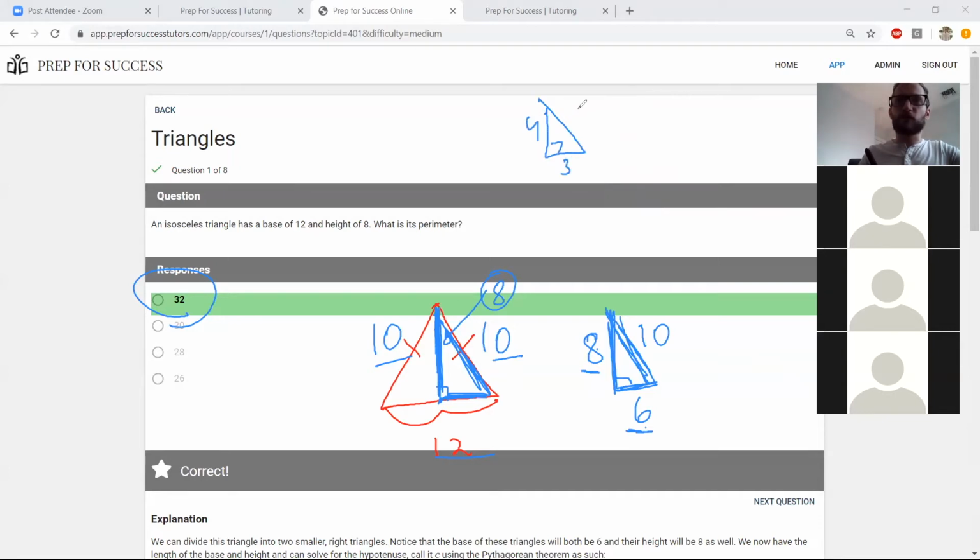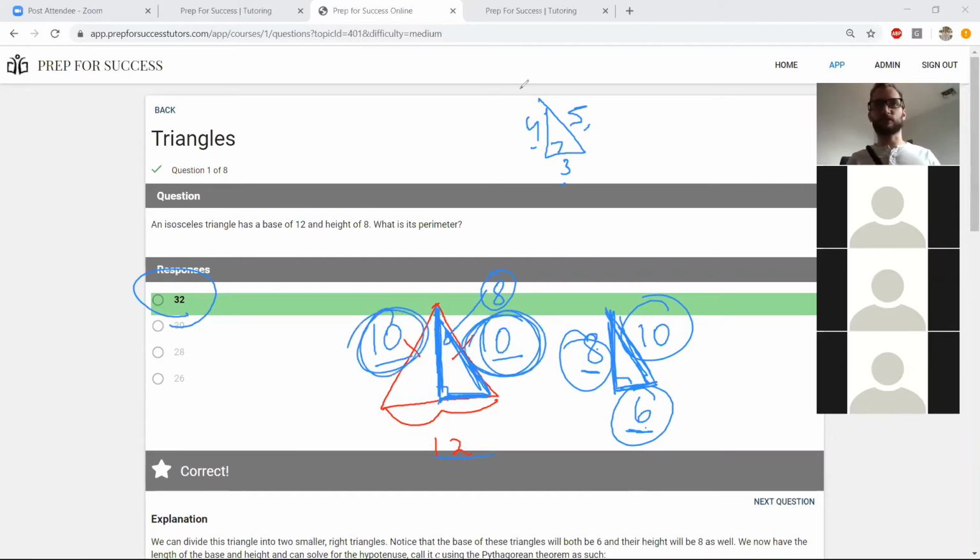3, 4, 5, right? So what's double 3? 6. What's double 4? 8. What's double 5? 10. So every multiple of 3, 4, 5 also works. So 3, 4, 5, 6, 8, 10, 9, 12, 15, right? So any multiple of 3, 4, 5. So 6 squared plus 8 squared is 10 squared. And once I know that's 10, then this side right here is 10, and because of isosceles, that side is also 10. Does that make sense, though?